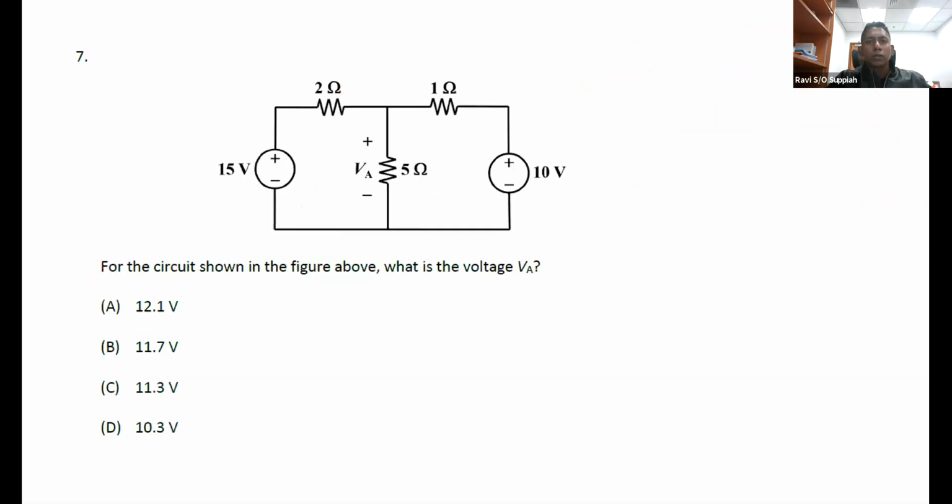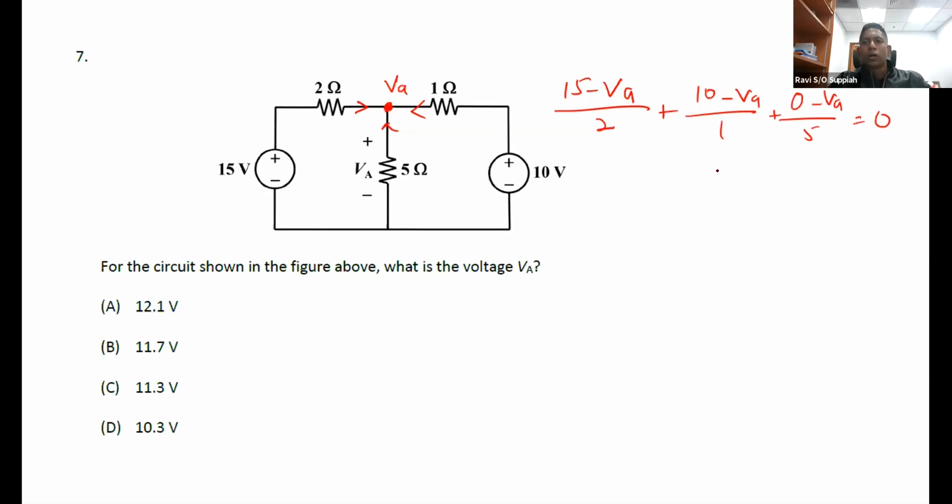Let me go on to the next question. Here they ask us to find VA. Here is where you can apply your node analysis. You can take it that all the currents are flowing into this point here. So this first branch would be (15 minus VA) over 2, plus this branch (10 minus VA) over 1, plus (0 minus VA) over 5 equals 0.